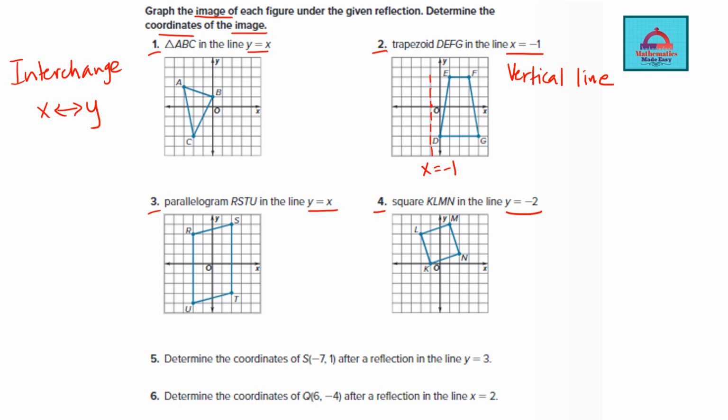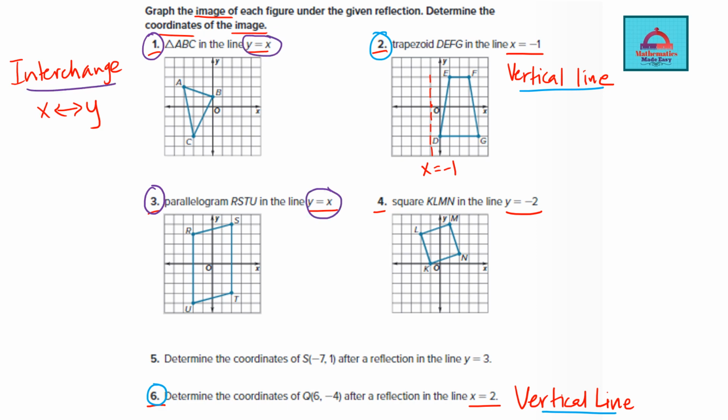And in question 4 you have y equal to -2, sorry. And before we draw this, let me just tell you, for question number 6 also you are given x equal to 2. That means a vertical line. So let's change the color. For question 2 and question 6, we will use the concept of reflection under the vertical line. For question 1 and question 3, we will use the concept of reflection under the line y equal to x. That is, we will interchange the x and y coordinate.